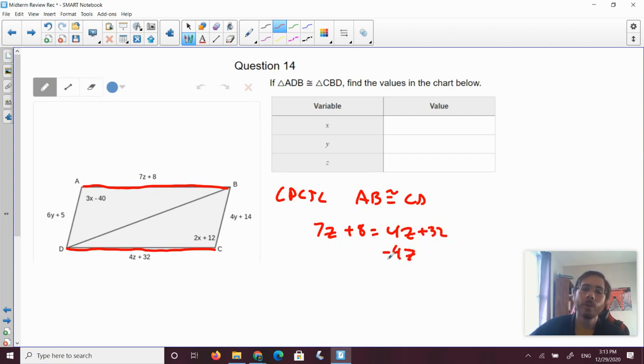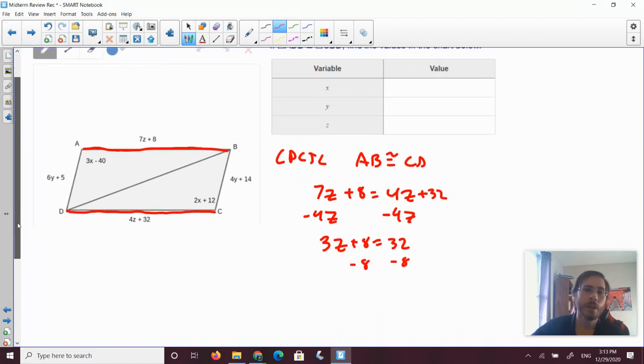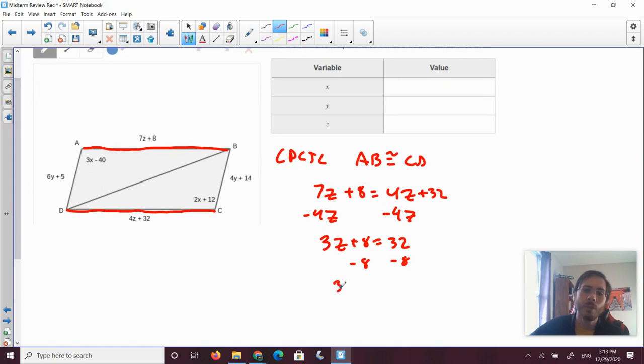So we can subtract 4Z from both sides. So we get 3Z plus 8 equals 32. Subtract 8 again from both sides. So 3Z equals 24. Divide by 3 to get Z equals 8. All right, well, we got Z. We didn't get them in order, but that's okay. We don't need to get them in order.